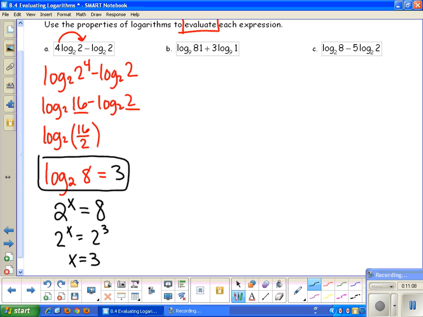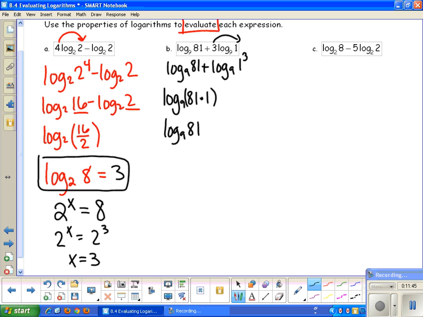Going to the next one, we have the log base 9 of 81 plus 3 times the log base 9 of 1. So for this one, I would first take up that exponent. And of course, 1 to the third power is just 1. So this becomes the log base 9 of 81. And when I'm adding two logs, that means I'm going to multiply those numbers. So 81 times 1 is just 81.